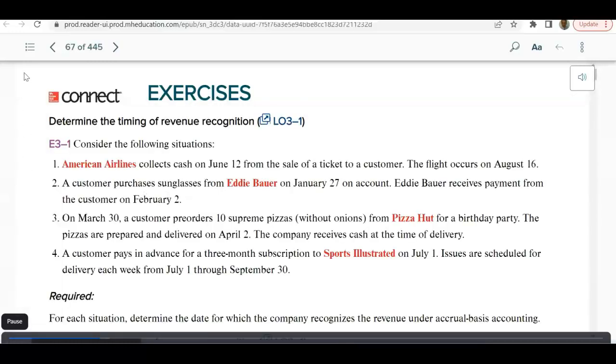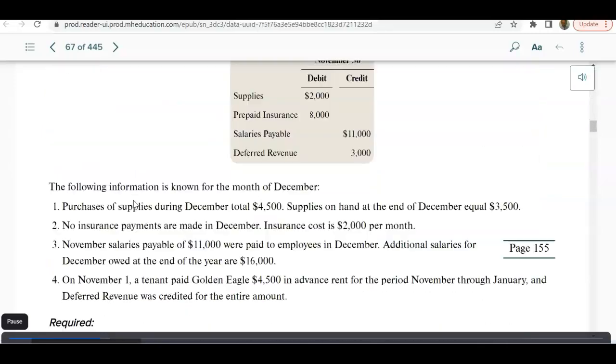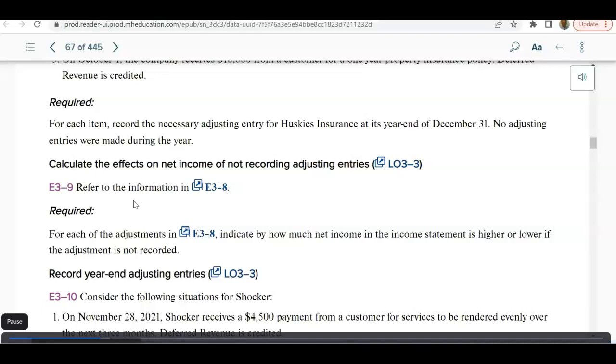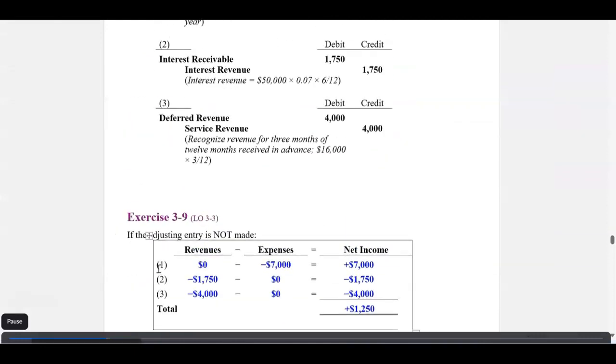Here is exercise 9. It says in exercise 9, refer to information in exercise 8, which we did last week. And for each of the adjustments in exercise 8, indicate by how much net income in the income statement is higher or lower if the adjustment is not recorded. So let me get back to that exercise 8 for a second.